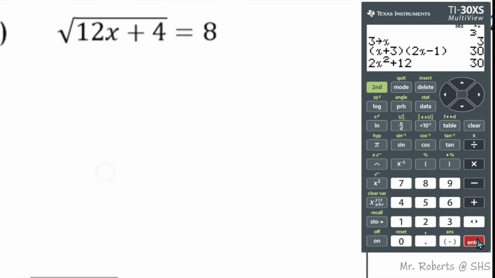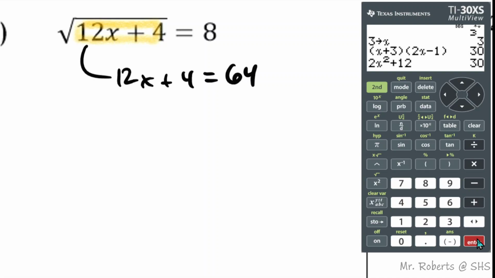And as soon as I see this, I say to myself, huh, that's interesting. This thing inside, I know, has to be the number 64. Why? Well, because if I square 8, I get 64, right? The square root of 64 gives me 8. So this thing inside, 12x plus 4, must be the number 64, because the square root of 64 is 8. So how do I solve that?